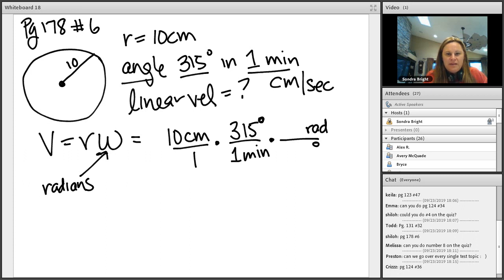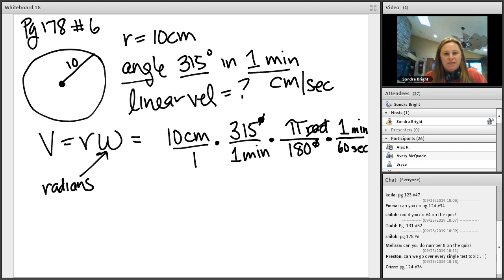And how they are related is there are 180 degrees in pi radians. So now your degrees cancel. Radians is dimensionless, so you get to ignore that. And right now I've got it in centimeters per minute. You've got to do one more conversion, and that's to change minutes to seconds. So minutes is going to go up top since minutes is in the bottom there, and seconds on the bottom, and there are 60 seconds in 1 minute.